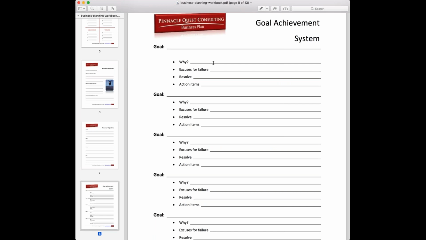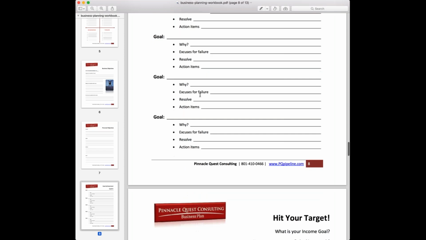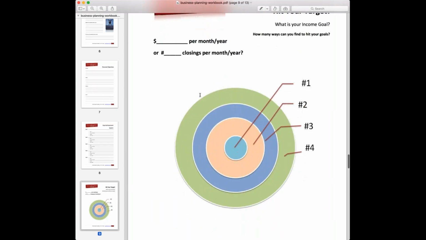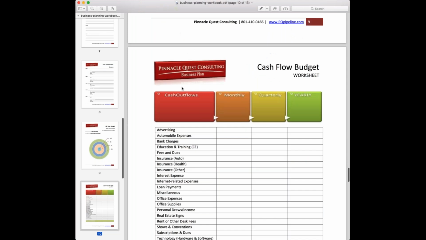What's your why for doing that? And this is honestly the only thing so far that even interests me, okay? Your goal, what's your why, what's your resolve, and what's your action items. To me, this is the first time in, what are we, 6, 7 pages in, no, 8 pages into it, the first time I see anything of value, okay? What's your income goal? This is valuable. How much money per month or year? How many closings per month or year do you need to hit that?